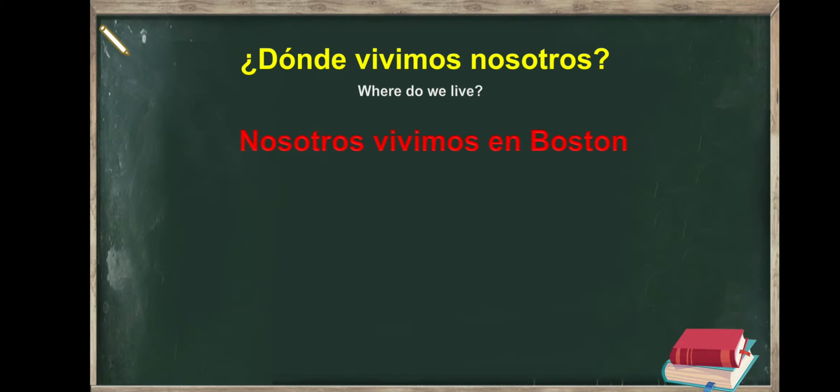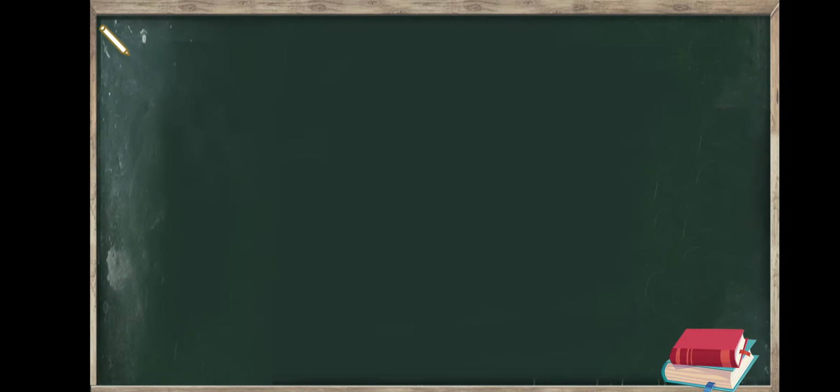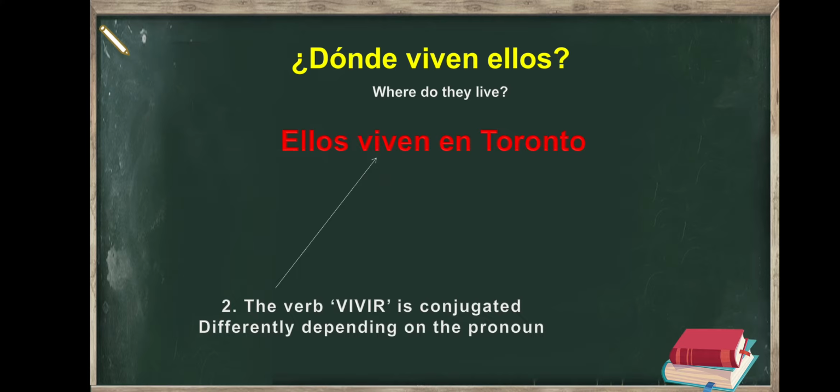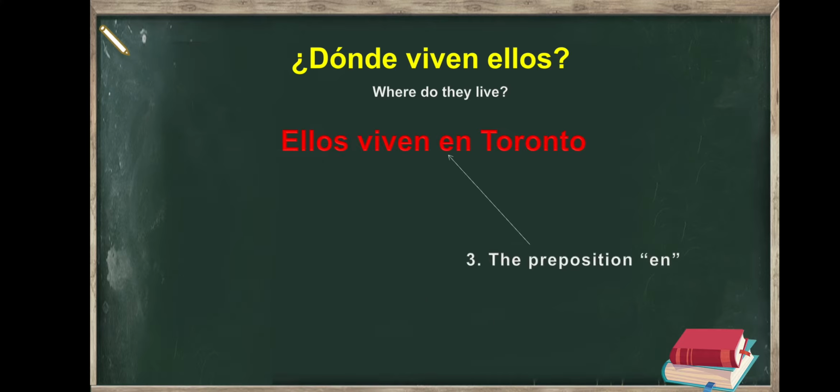Now let's see the next and the last example. ¿Dónde viven ellos? Which means, where do they live? And one possible answer for this question is, Ellos viven en Toronto, which means they live in Toronto, where ellos is the pronoun, viven is the verb vivir, en is the preposition, and Toronto is the noun.